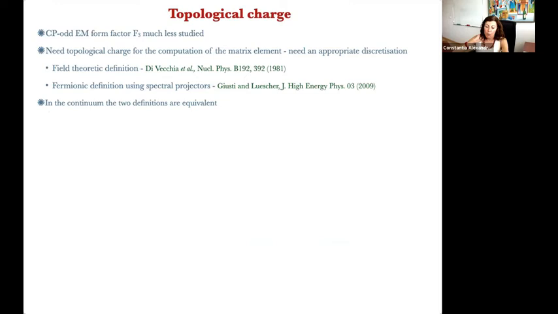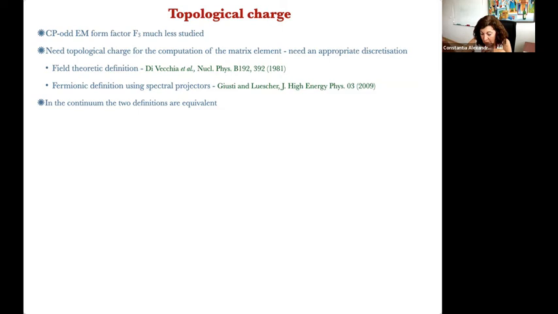Now, Massimo elaborated a lot, so I don't have to say very much here. But the topological charge enters, and therefore I have to compute it within lattice QCD. And Massimo already mentioned all the complications of the discretization. We can use a field theoretic definition, or we can use a fermionic definition using spectral projections. This was shown by Giusti and Lüscher, that if I use the lowest modes of the squared Dirac operator, then I can express the topological charge in terms of these lower modes. And I should check that in the continuum limit, these two definitions are equivalent. Yes, they lead to the same result.